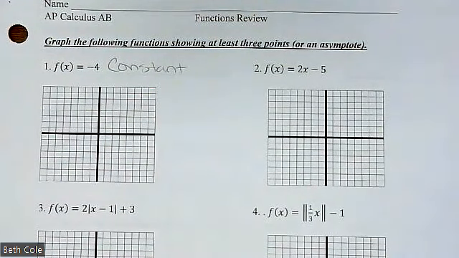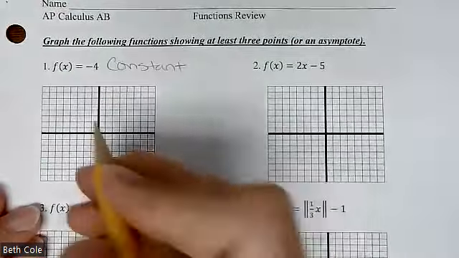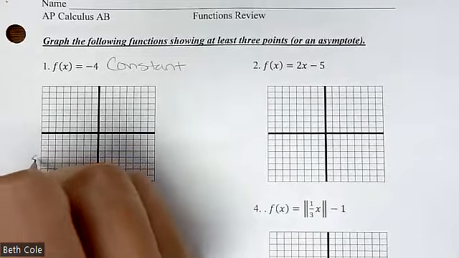And so what kind of a line is it? Because it is linear. Horizontal. And this one's going to be at -4. I just picked -4 just because you have to pick something.